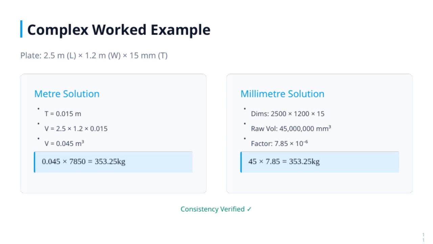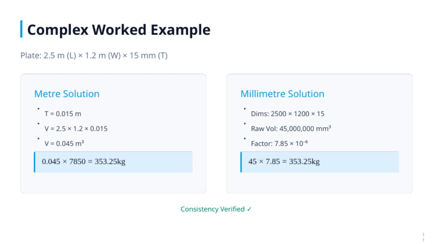All right, let's take a closer look at some of the key data points here. The factor we're using is 7.85 times 10 to the minus 6, which plays a crucial role in our calculations. The raw volume, measured in cubic millimeters, is 45 million. When we convert that to cubic meters, it becomes 0.045 cubic meters.